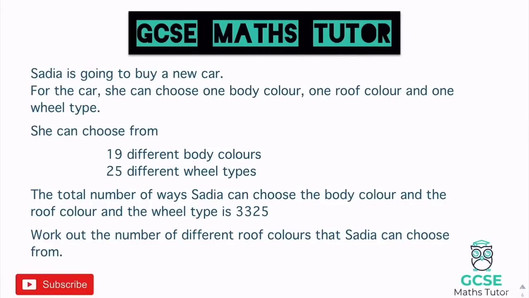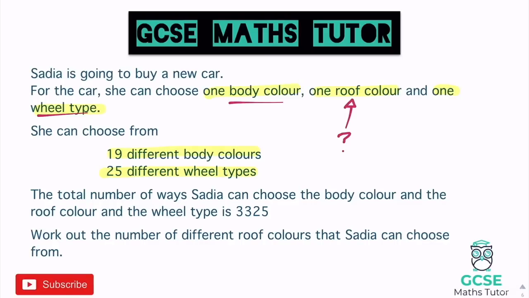Okay, so in this question we've got some different options, a lot more words. It says Sadia's going to buy a new car. For the car she can choose one body colour, one roof colour and one wheel type, and she can choose from 19 different body colours and 25 different wheel types. But it doesn't then tell us how many. Which one does it not tell us? It gives us the body colour, it gives us the wheel type, but it doesn't tell us anything about the roof colour. So it says the total number of ways that she can choose these is 3,325.